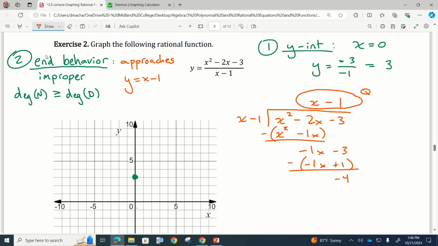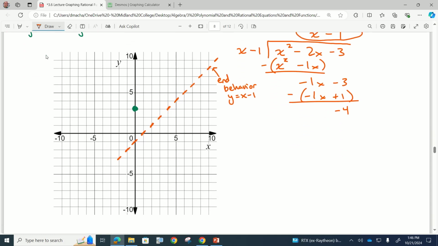Y equals x minus 1, that's a line that has a slope of positive 1 and a y-intercept of negative 1. And so here I am, I'm drawing my end behavior line. That positive 1 slope, just like that.